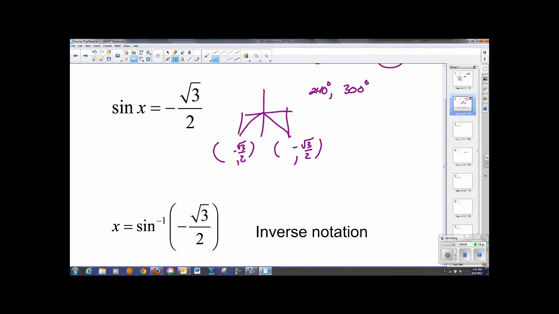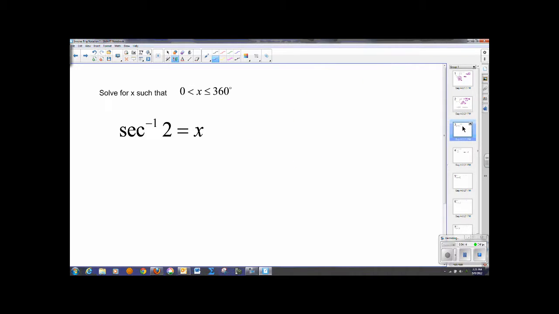We know that that inverse notation can be written once again like such. We want to now solve for x, where x is between 0 and 360 degrees, such that the inverse secant of 2 is equal to x. Well, secant, we know, is the reciprocal of cosine. So what I'm really asking is, where is the cosine of some angle theta, or x, equal to 1/2, since that's the reciprocal of 2.